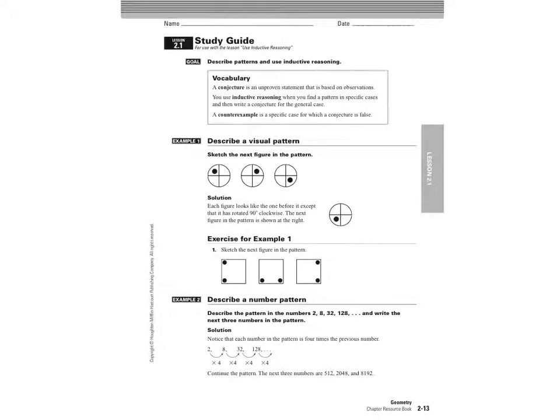So your test tomorrow is on chapter 2. It's going to cover lesson 2.1 to 2.7. Now, we've taken quizzes for most of the lessons except for the last 2.